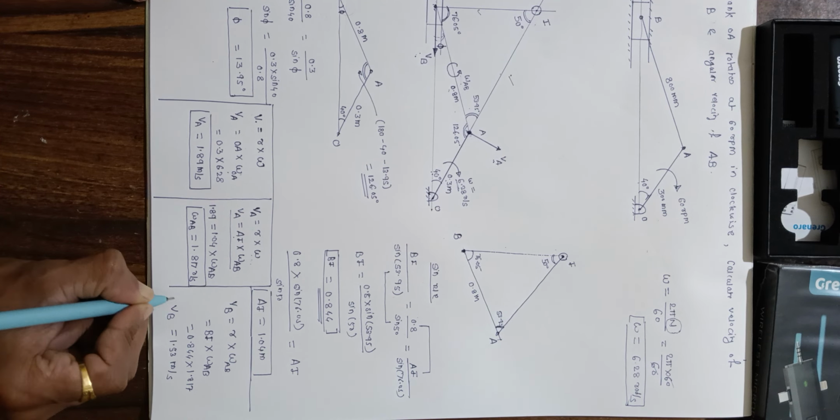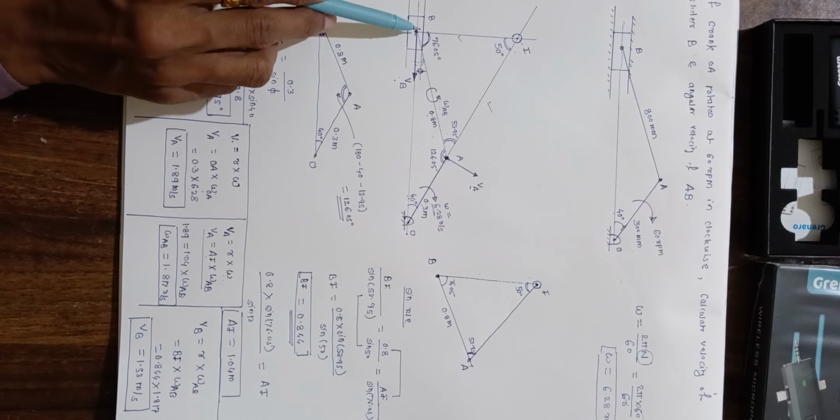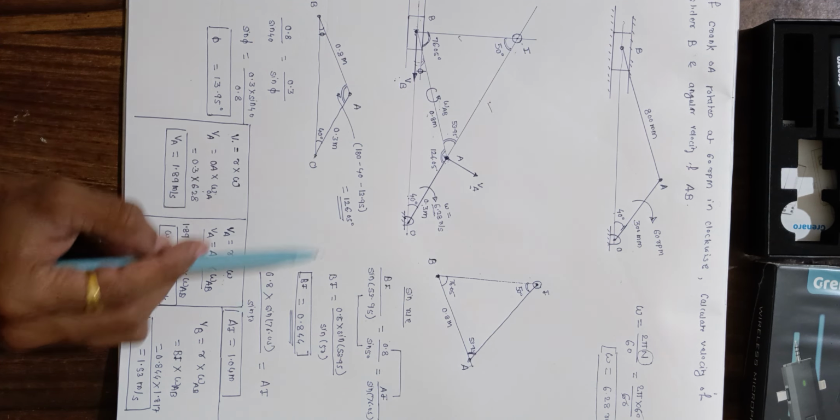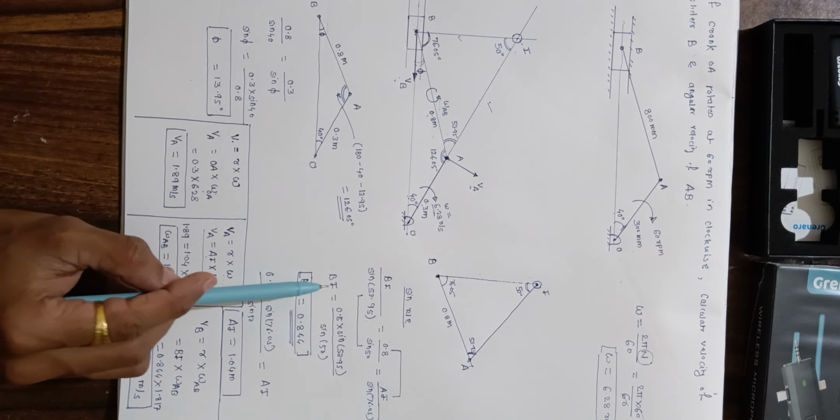Okay, so from this triangle our first calculation is we have to find out some unknown distance. That is distance BI and distance AI. For that we will use either the sine rule or the cosine rule. And then the next calculation is just V equal to R into omega.